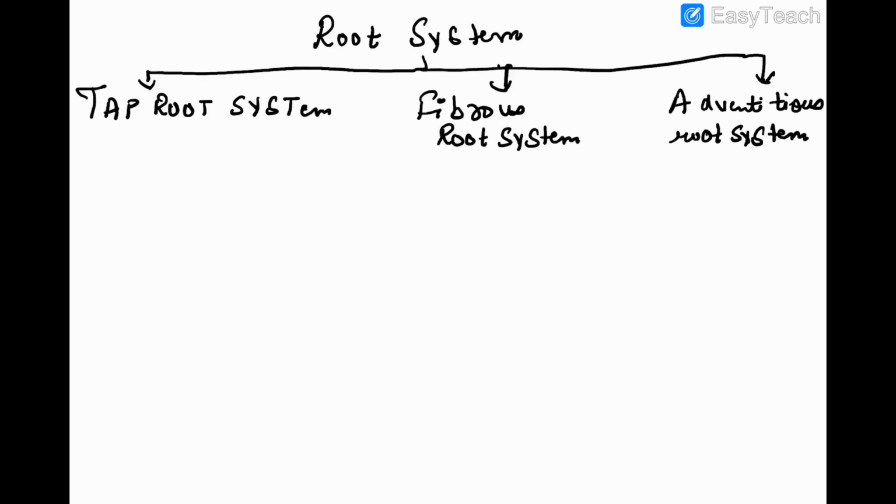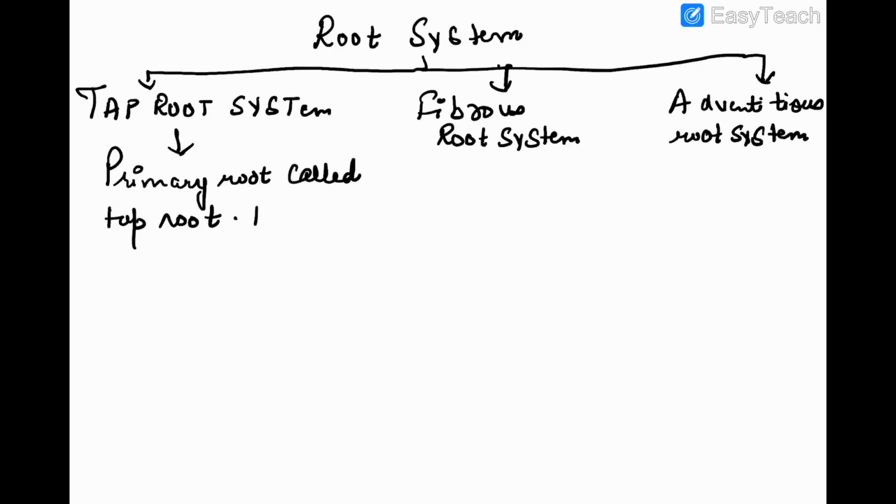First, let us talk about the taproot system. Taproot consists of a primary root called taproot. There is a primary root called taproot. From the primary root arises secondary root.